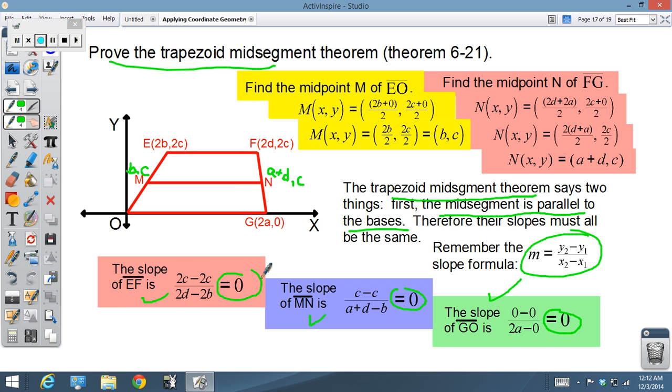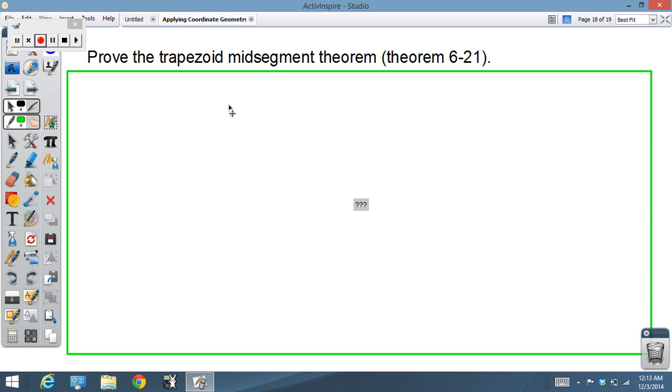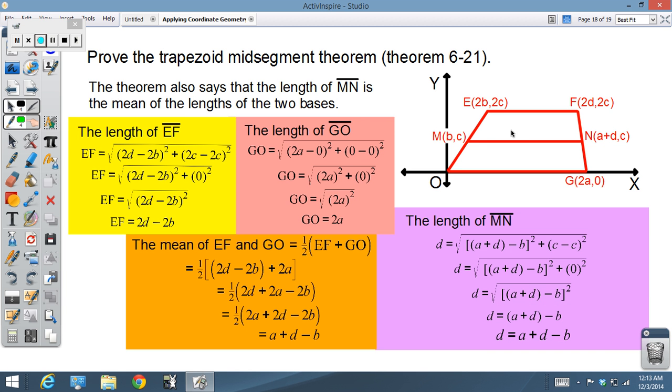Again, just using zeros and the variables that we have in place here. All right? If you need to study that, please do so. Pause as much as you need. But we end up finding out that using those coordinates for M and N, plug them into the slope formulas, we're going to find the same slope for all three segments, MN, EF, and OG. The second part of the trapezoid midsegment theorem tells us that the length of the midsegment must equal the average of the two bases, or the mean of the two bases. So let's figure out the lengths.